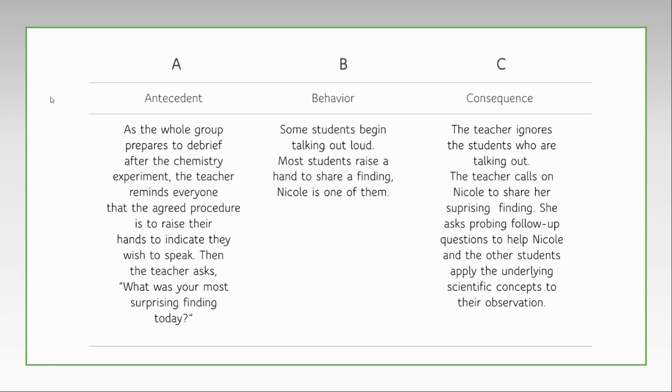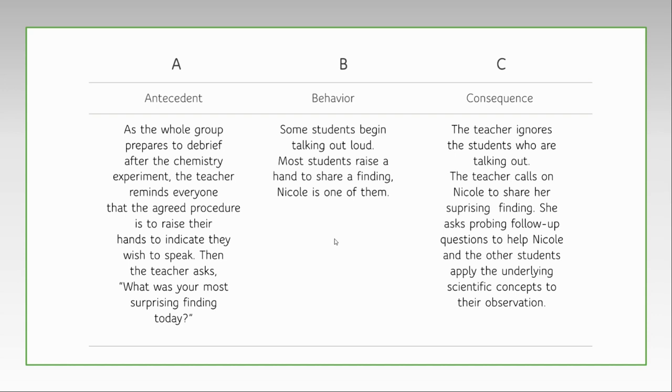The antecedent in this case is the teacher gives a pre-correct to let the students know the behavior that she expects to follow. The behavior in this case is that some students began talking out loud. Most students raise a hand to share a finding. Nicole is one of those students that raises her hand. So the behavior that followed that pre-correct is most students did raise their hand to speak.